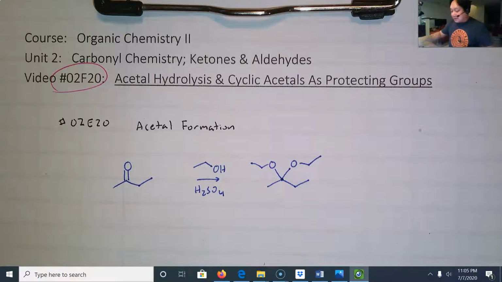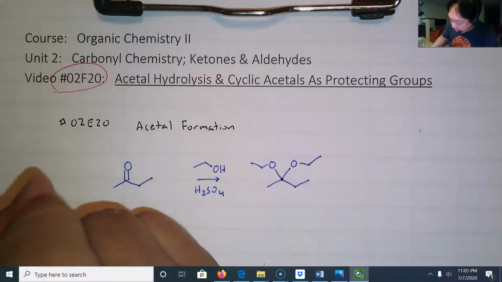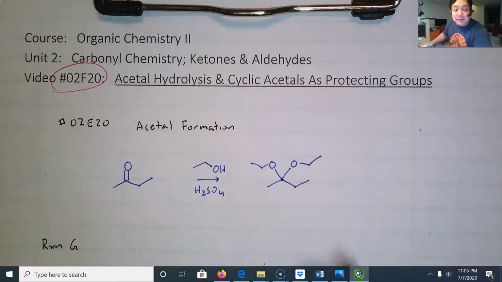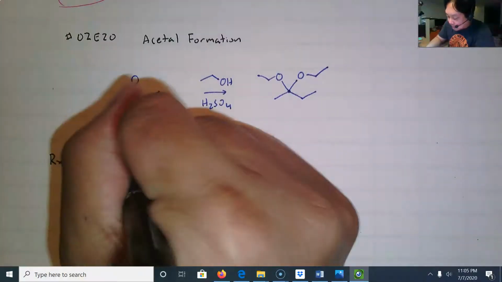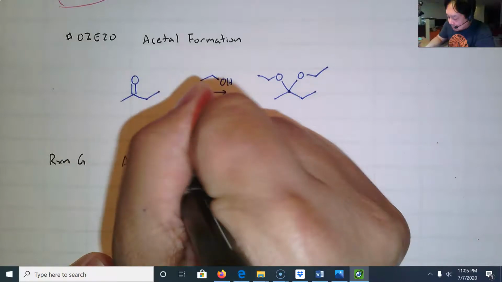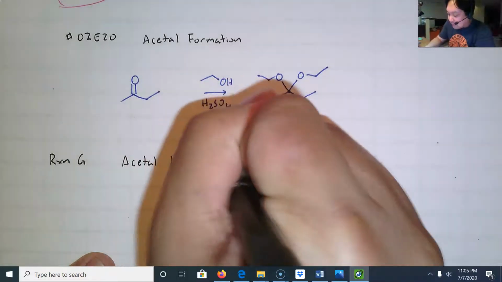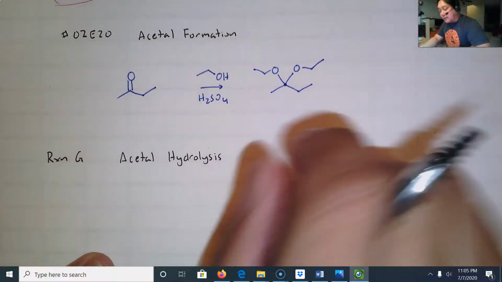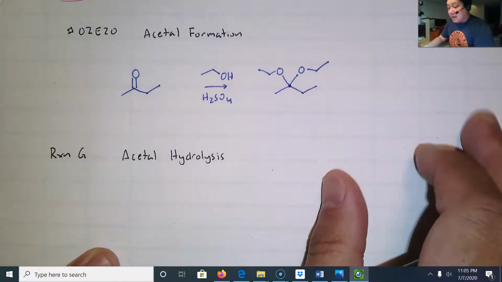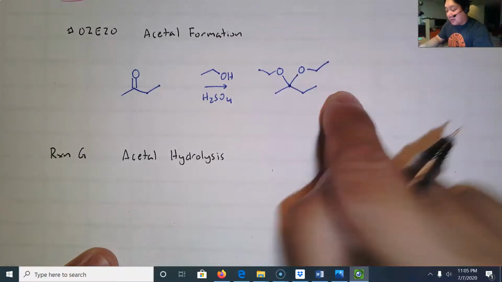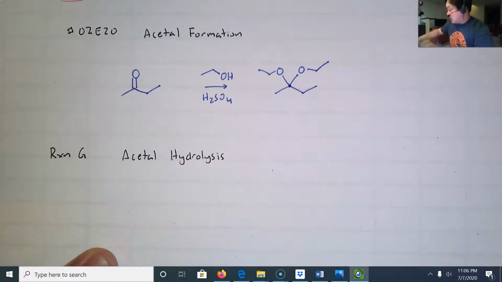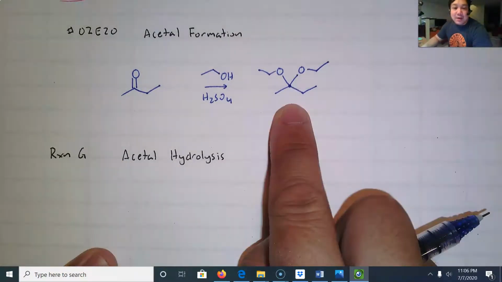Okay, so we are up to reaction G, and we'll call this acetal hydrolysis. Remember when I did the mechanism for acetal formation, I was using a bunch of equilibrium arrows because this is reversible. And how do we make it reversible? We use Le Chatelier's principle, and we add a lot of the products to drive the reaction back to the starting material. What is the product, though, that I want to add?